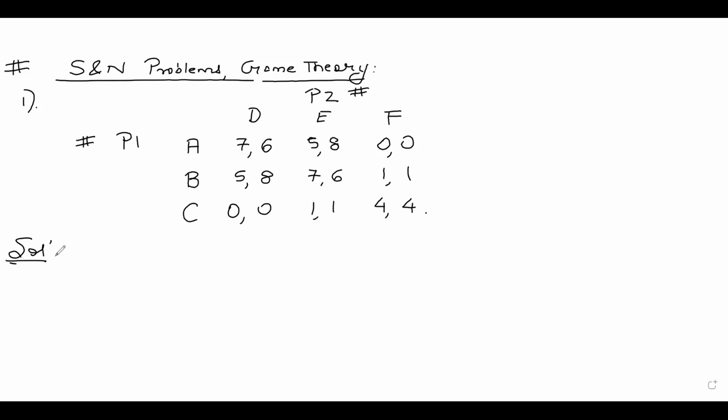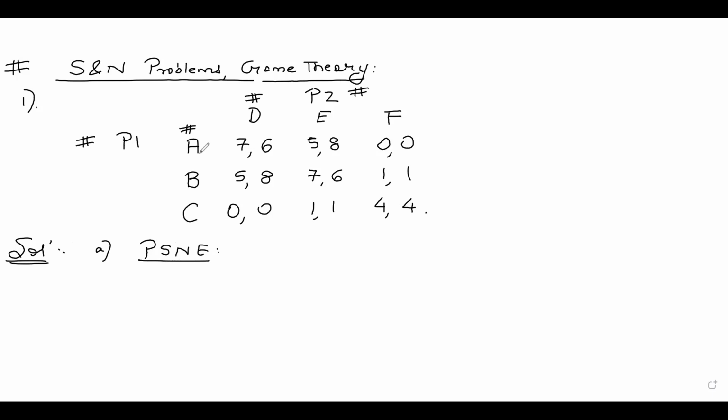Our objective is to find the pure strategy Nash equilibrium. So remember, pure strategy Nash equilibrium is that action profile such that every player's action is the best response to the other player's action. Okay, so first of all, let us see whether A comma D is the Nash equilibrium profile or not. Let's check that.